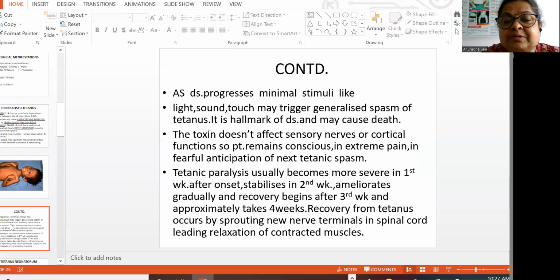Then, as the disease progresses, minimum stimuli like light, sound, touch may trigger generalized spasm of tetanus, and it is the hallmark of the disease and may cause death.